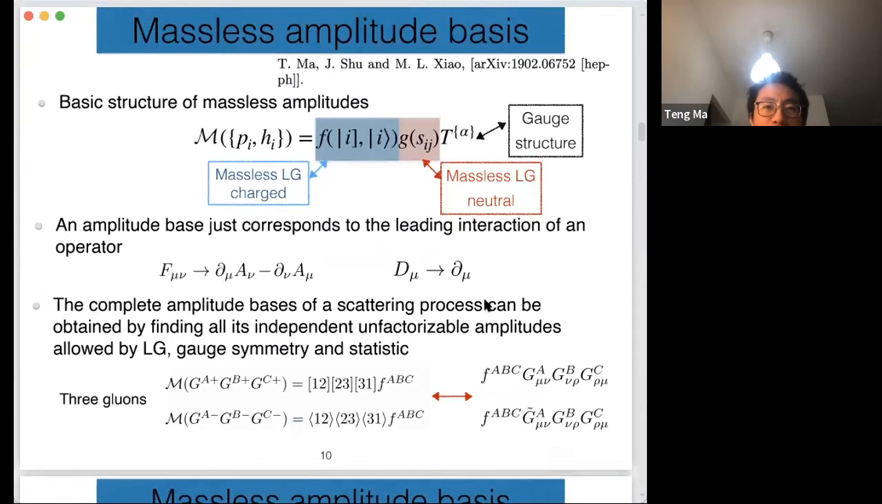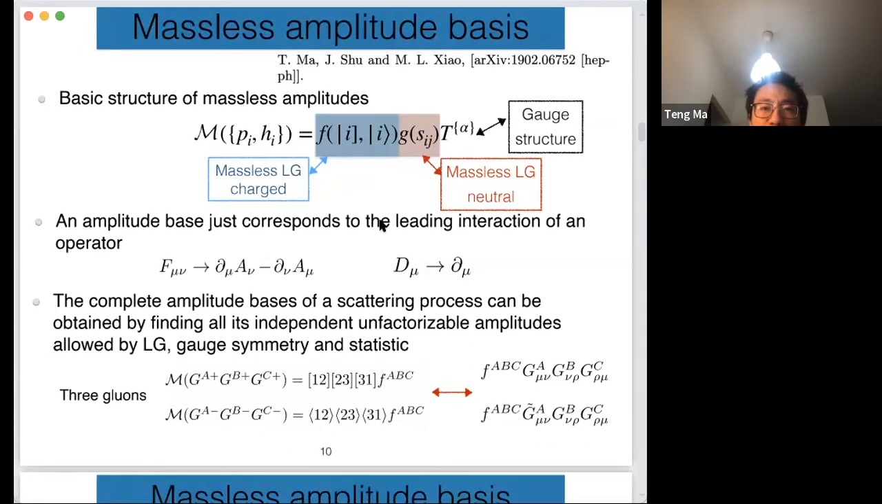Okay, next I will briefly discuss how to systematically construct the massless amplitude basis. The massless amplitude basis construction consists of these three parts. The F part is charged under the massless little group, which is determined by the helicity of the external legs. The G part is little group neutral, so it is a polynomial of the Mandelstam variables s_ij. The last part is the gauge structure, which is determined by the gauge symmetry of the external legs. An amplitude basis corresponds to the leading interaction of an operator basis because the next-to-leading interactions are determined by the leading interaction through the gauge symmetry. This is the reason why these two kinds of bases are equivalent.